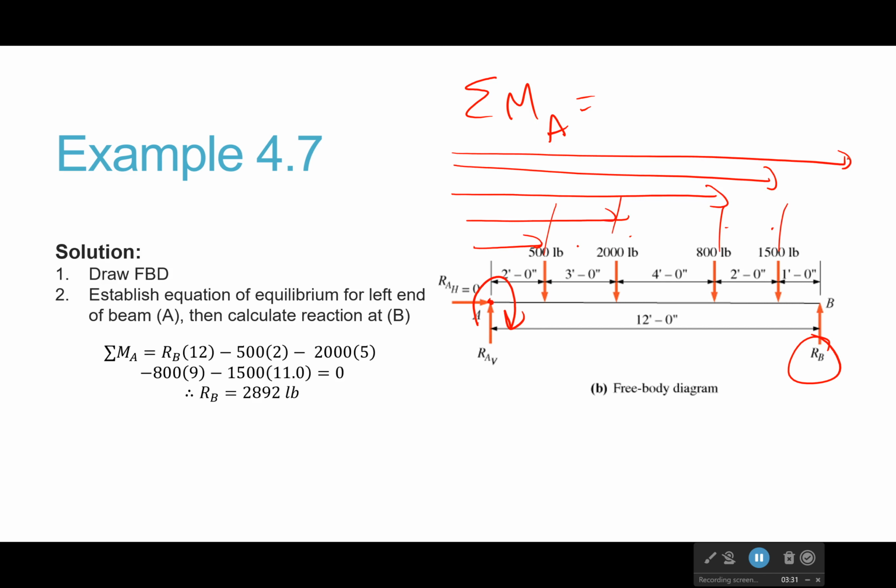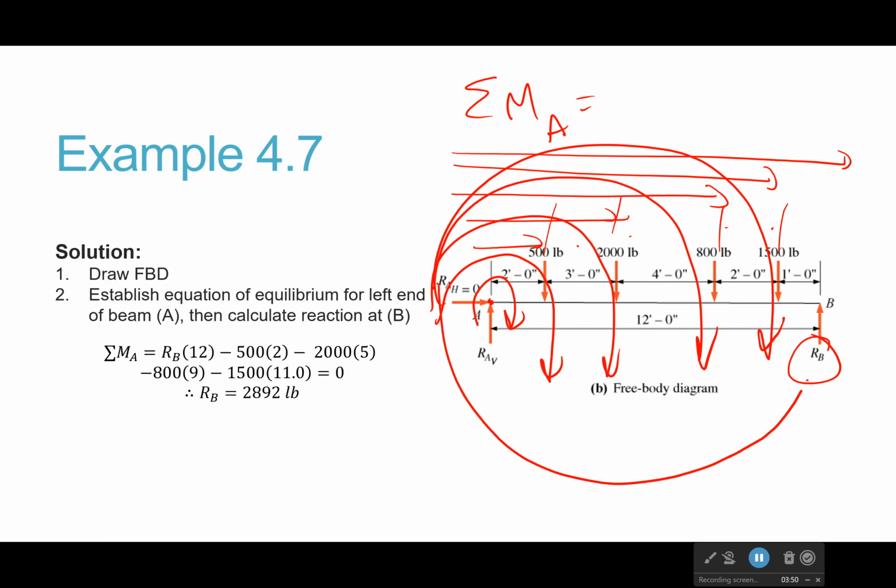For each of them, I'm very, very careful. The direction of the force does not matter when you're taking this in the moments. Just forget that it's pointing down or up. Think to yourself, does it make it go clockwise? Okay, all those are going clockwise.